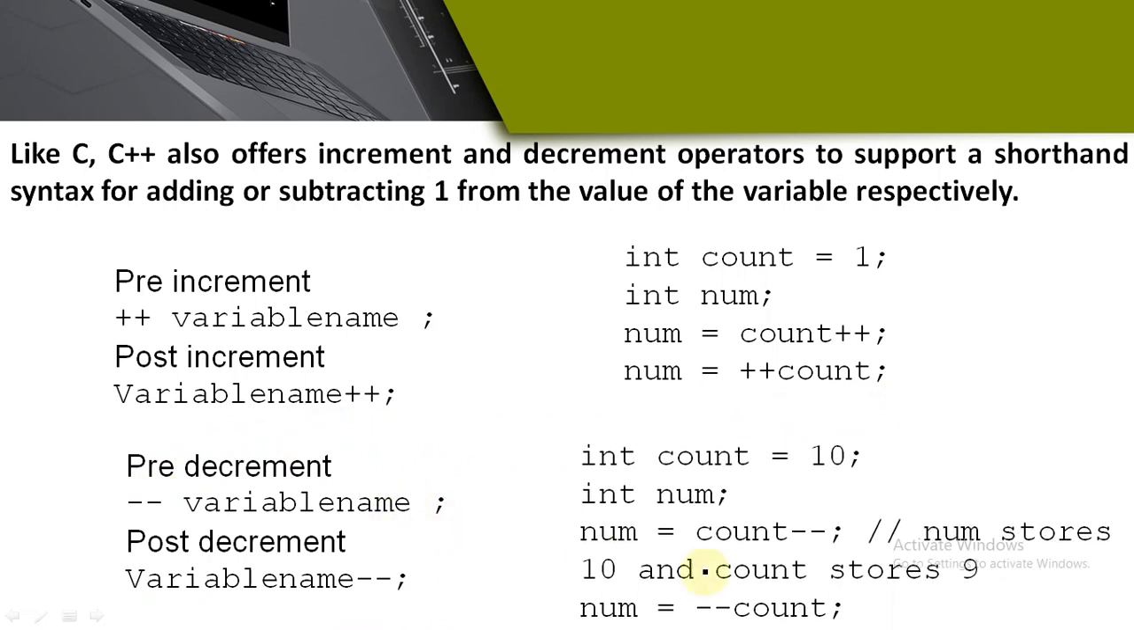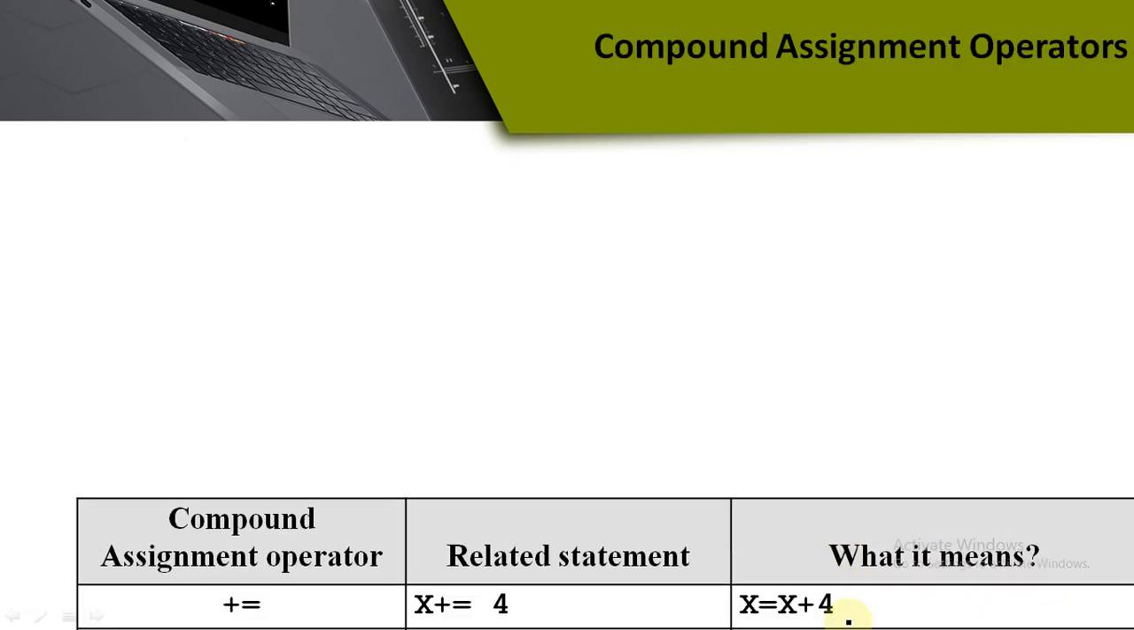Pre-decrement will also go like this, and here is an example. Okay, integer number, count minus minus, a number stores 10 and count stores 9. Number equal to minus minus count.